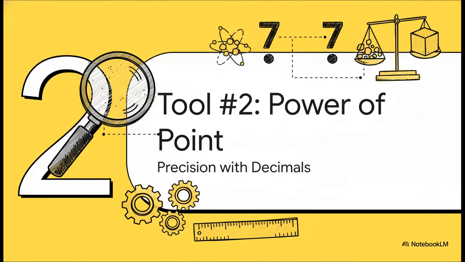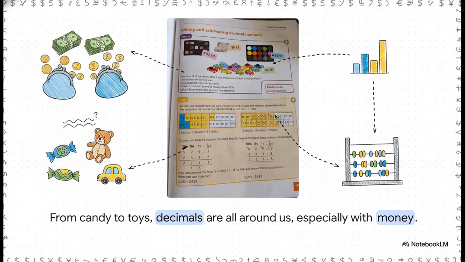Time for tool number 2 in our kits, the power of the decimal point. This is our go-to for precision, for all those times we're not working with nice, round, whole numbers. You run into decimals all the time, but especially with money. Think about it. Every single price tag uses them. If you want to figure out if you've got enough cash for something, you've got to be a master at adding and subtracting these kinds of numbers.